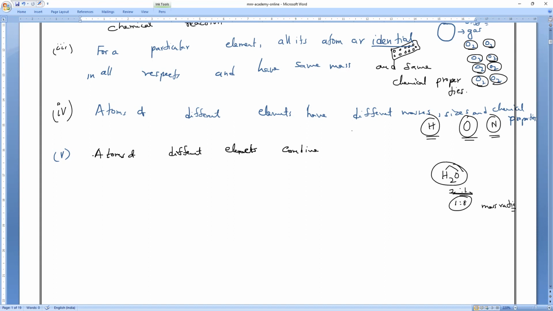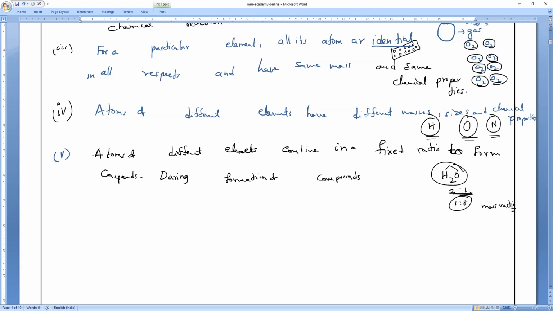So atoms of different elements combine in a fixed ratio. This is true, always true: only in a fixed ratio to form a compound. You understand? So some points are true. During formation of compounds, this is the most important point. And one more thing I want to tell you.